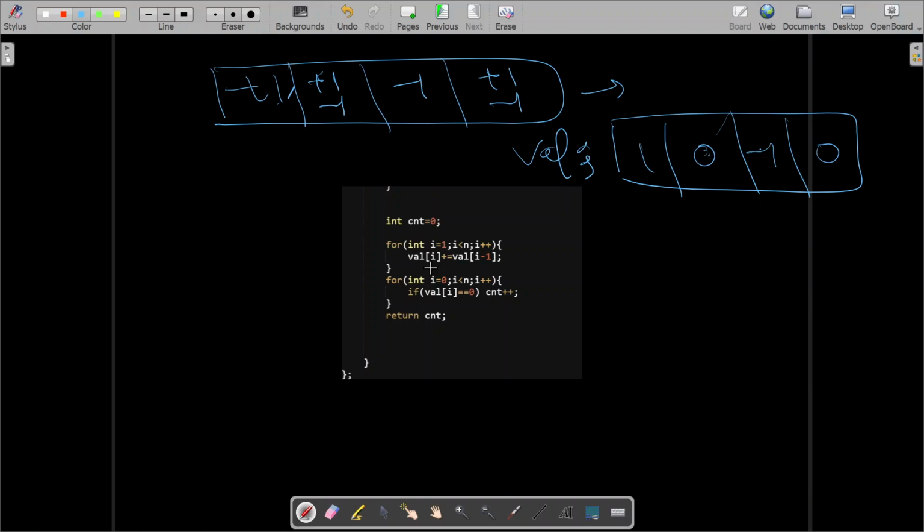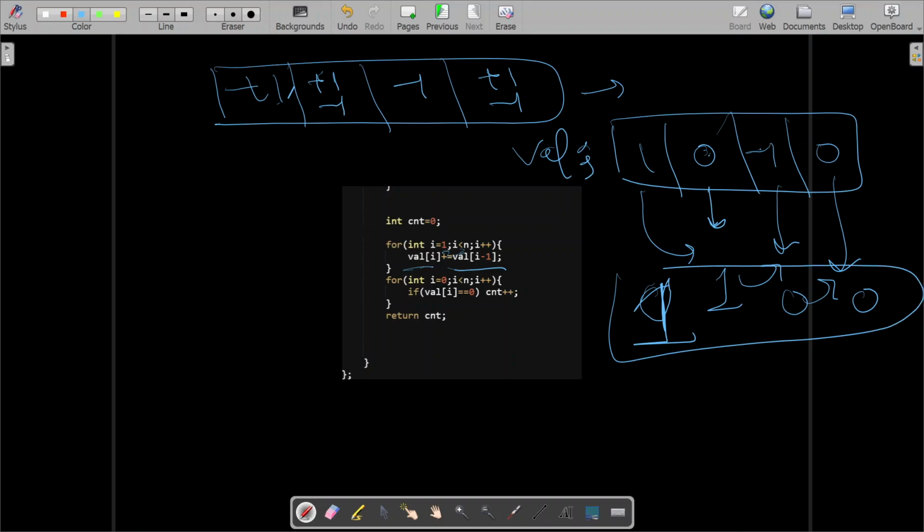So that's why I started from 1 to n, and value of i is equal to value of i plus value of i minus 1. So here we start at 1, we add this, so it will become 1. Now we are here and we add this, so it will become 0. Now here, we add this, so it will become 0. Now this array will look like this.